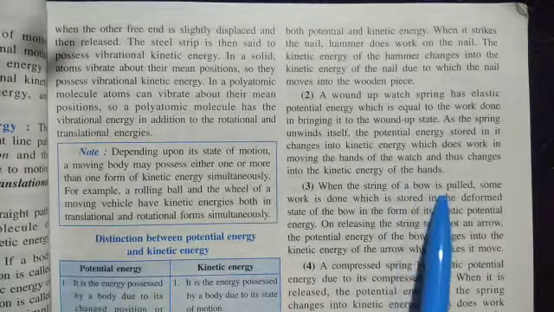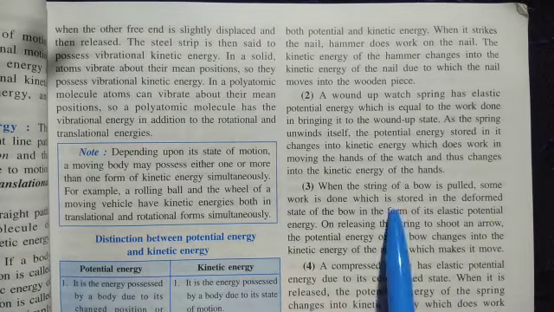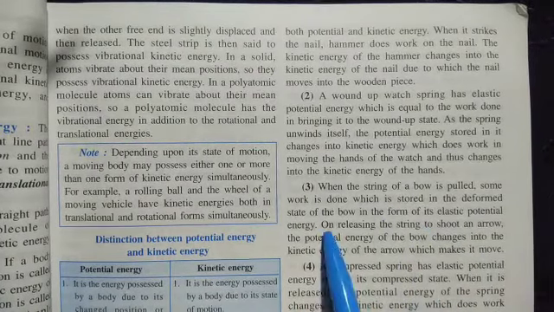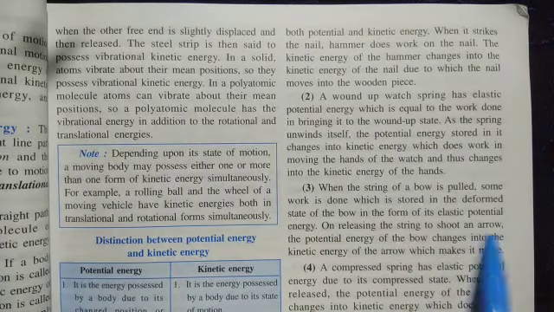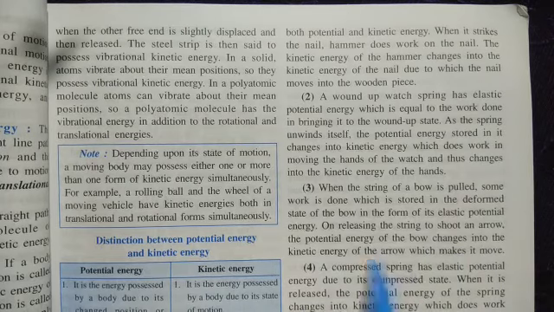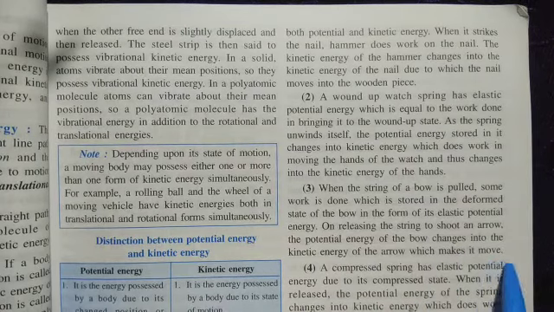When the string of a bow is pulled, some work is done which is stored in the deformed state of the bow in the form of its elastic potential energy. On releasing the string to shoot an arrow, the potential energy of the bow changes into the kinetic energy of the arrow, which makes it move.